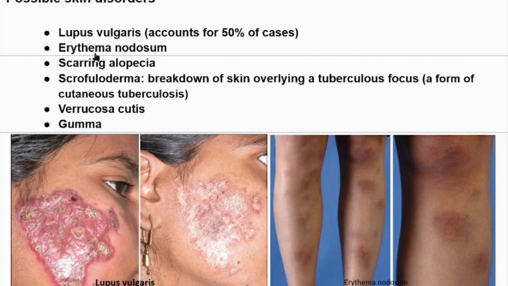Erythema Nodosum, we can see it in patients involved with tuberculosis. Scarring alopecia, we can see it in tuberculosis. Scrofuloderma, which is breakdown of skin overlying a tuberculous focus. Verrucosa cutis, we can see in tuberculosis, and gumma. All of these are presentations of skin tuberculosis.